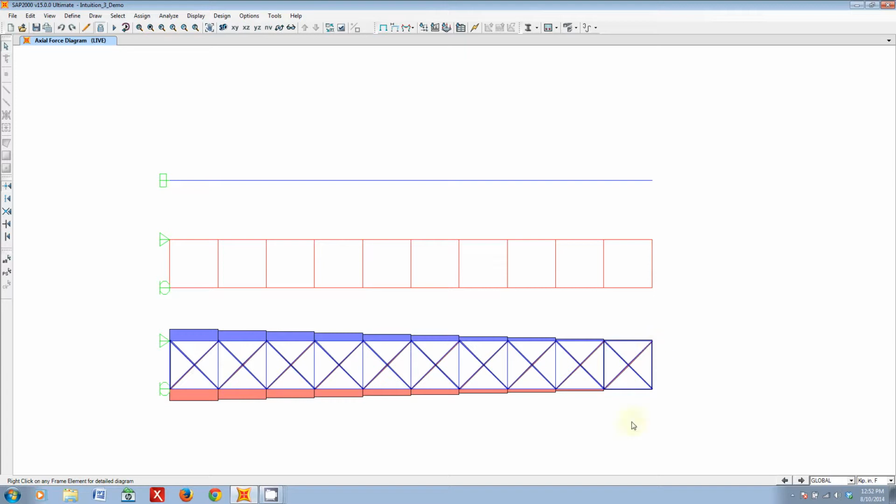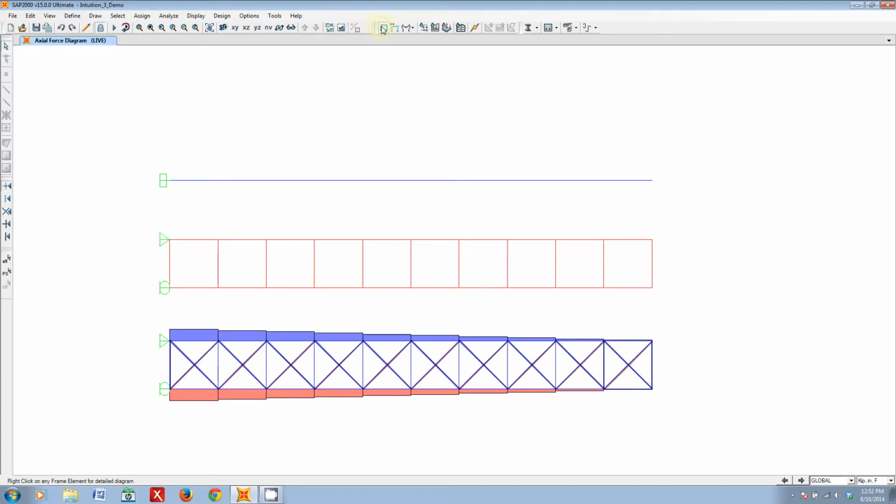So again, we have 0 axial stresses in our beams, and they ramp up linearly to maximum values on the top and bottom chords, and tension on the top, compression on the bottom respectively, right at the support, just like we would expect and like we saw in the stress distribution here.